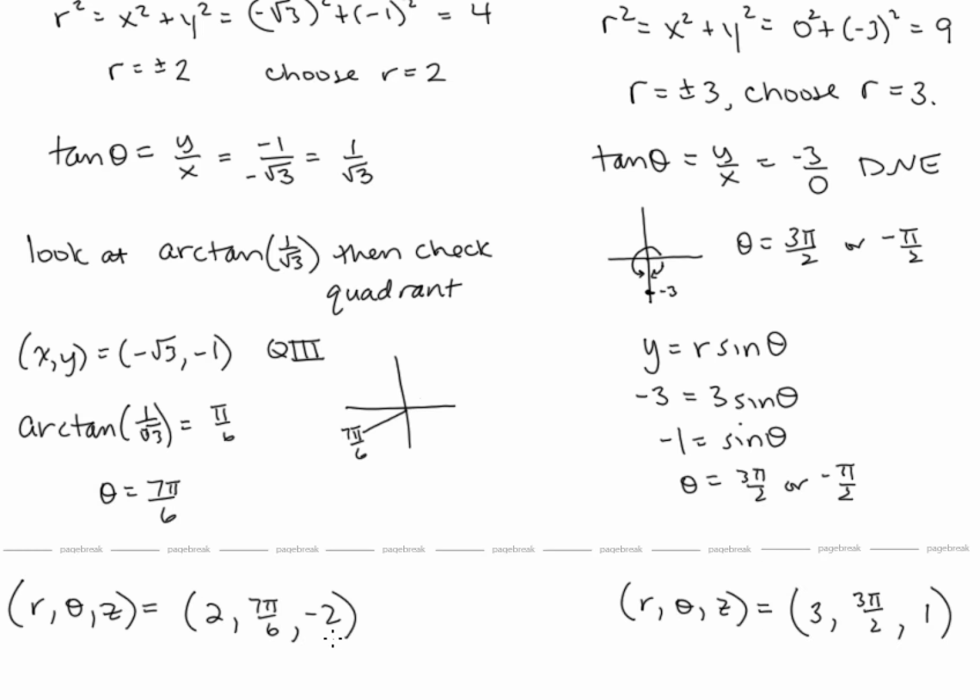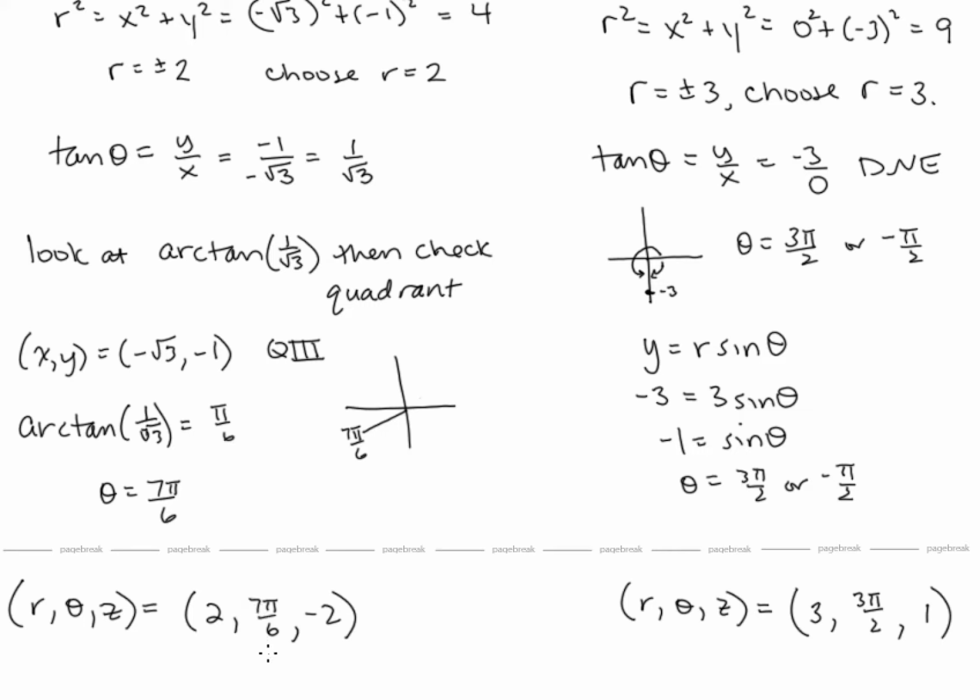And so we have r is equal to 2, theta is equal to 7 pi over 6, and the z is the same as it was in rectangular coordinates, and that's negative 2. Now notice, for this 7 pi over 6, we could have called this negative 5 pi over 6, and we could have a radius of positive 2 with an angle of negative 5 pi over 6. That's also a valid answer.